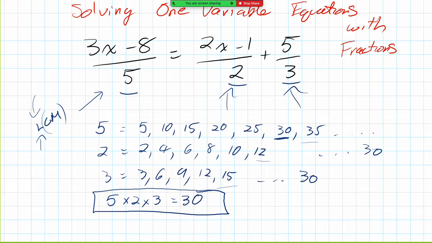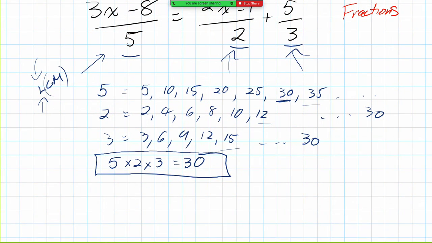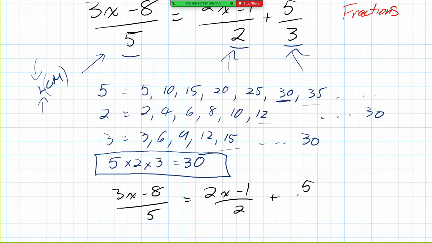All right, so we found the common denominator here. We're going to use 30. Now here's the tricky part, converting everything. We have 3x minus 8 over 5 is equal to 2x minus 1 over 2 plus 5 over 3. Each of these fractions is going to have to be multiplied by different numbers to get a denominator of 30. So we could use a little mental division here.